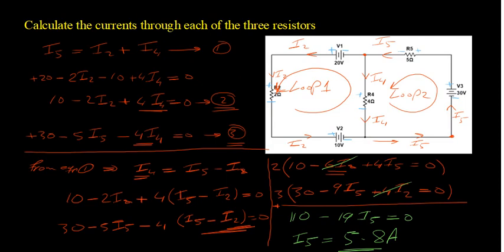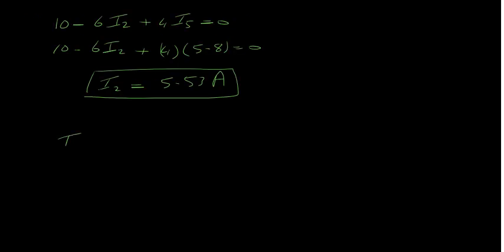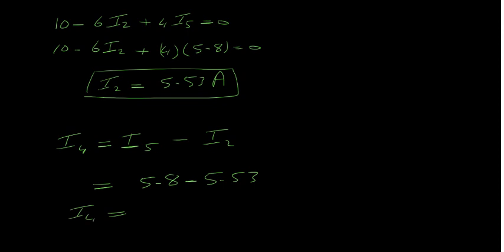Now I have the current going through resistor 2, the current going through resistor 5. I can go back to this equation here and find the current going through resistor 4. So let's do it. Current going through resistor 4, it's current going through resistor 5 minus the current going through resistor 2, and simply it's 5.8 minus 5.53, and here we go. It will be 0.27 ampere.